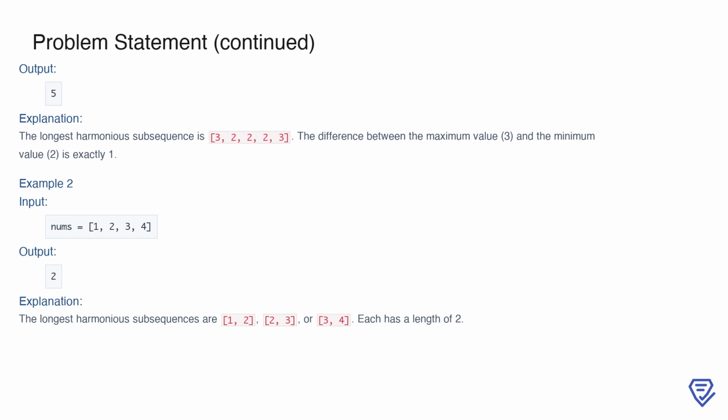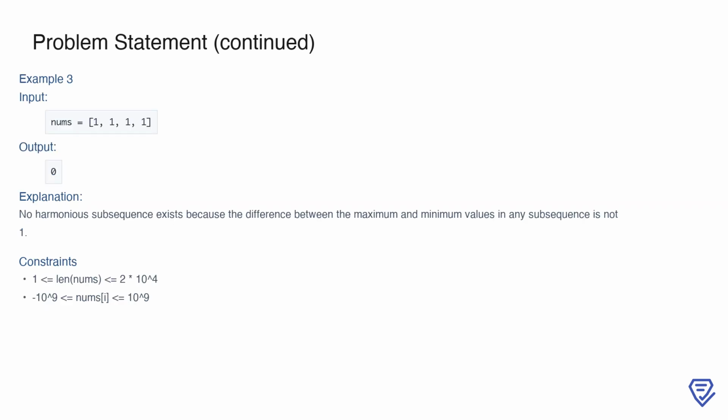Moving to the second example, we have the input array nums equals 1, 2, 3, 4. The output is 2 because the longest harmonious subsequences are 1, 2, 2, 3, or 3, 4. Each of these subsequences has a length of 2, and the difference between the maximum and minimum values in each case is 1.